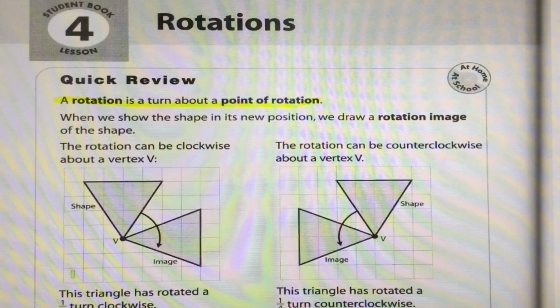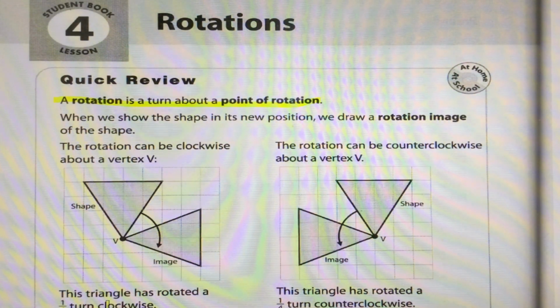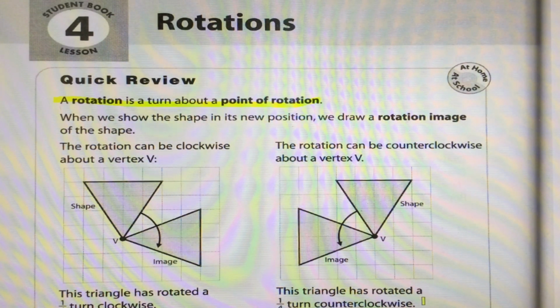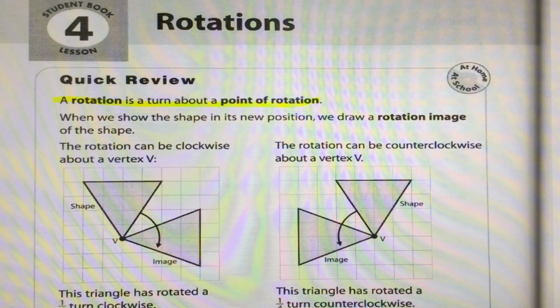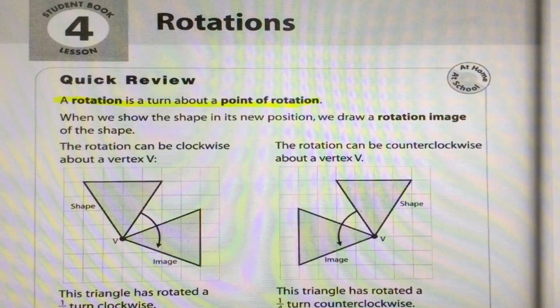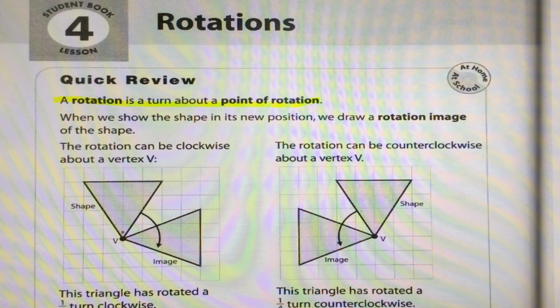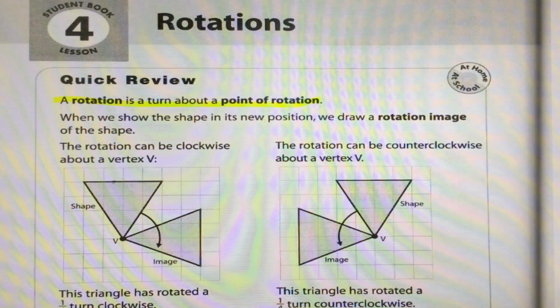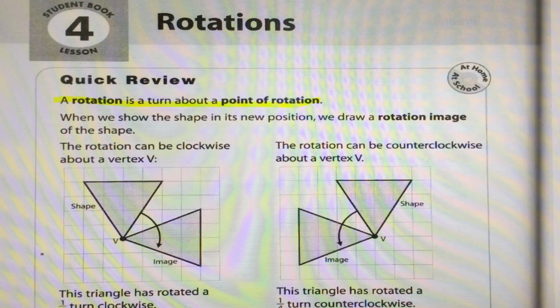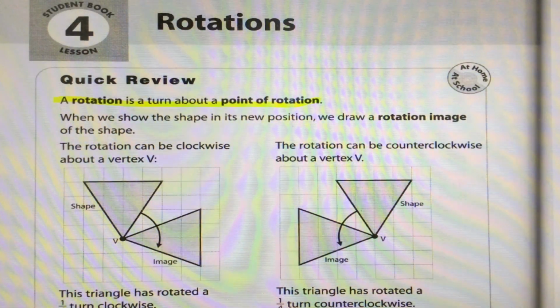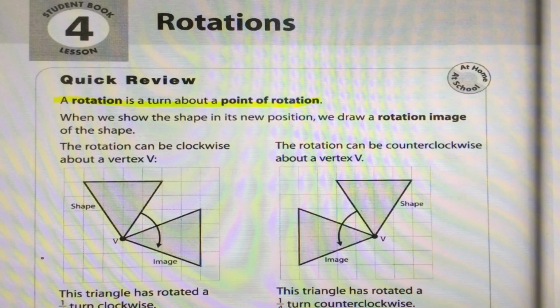It can be counterclockwise about a vertex V. So we would say this triangle is rotated a quarter turn clockwise. This triangle has rotated a quarter turn counterclockwise. Now, for the kids who don't get involved in their math and don't want to be hands-on, this is the toughest one. Everything our brain does is designed very well in our lives to work on horizontal and vertical things. Everything is vertical lines when we read, horizontal lines when we read, vertical lines when we have things in books, that kind of stuff.